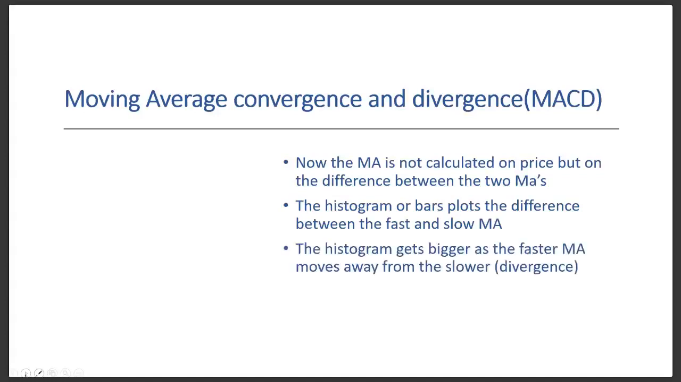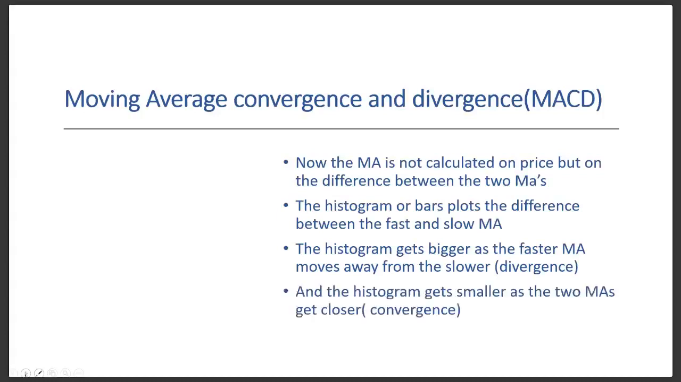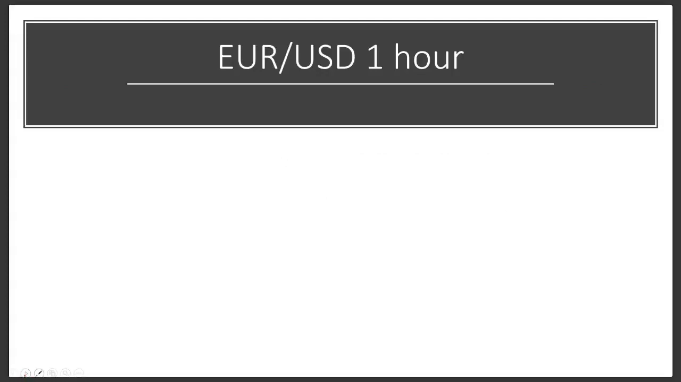Now, obviously, the histogram gets bigger as the faster MA moves away from the slower, and that's called the divergence. And the histogram gets smaller as the two MAs get closer together, and that's called convergence. So, okay, that sounds really interesting, James, but how does it actually work? Well, let me illustrate it to you.